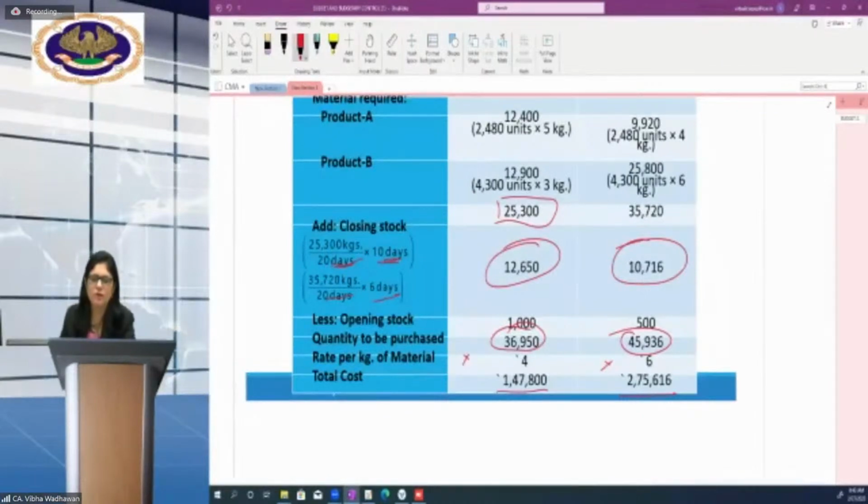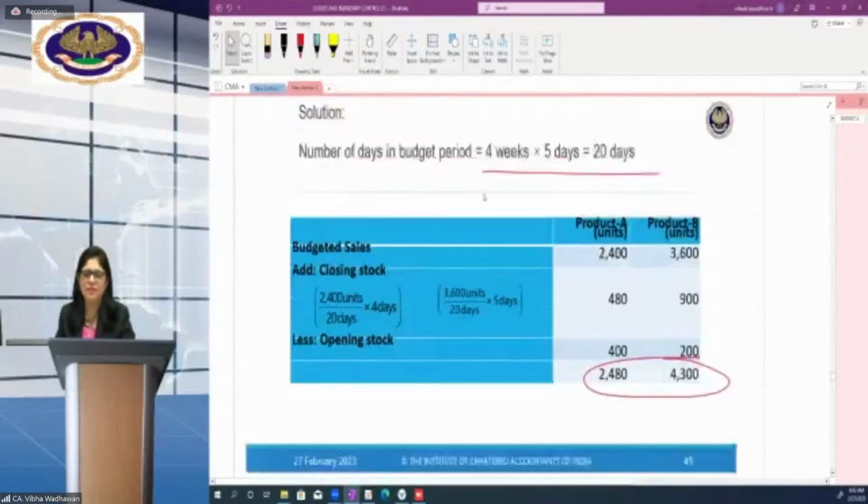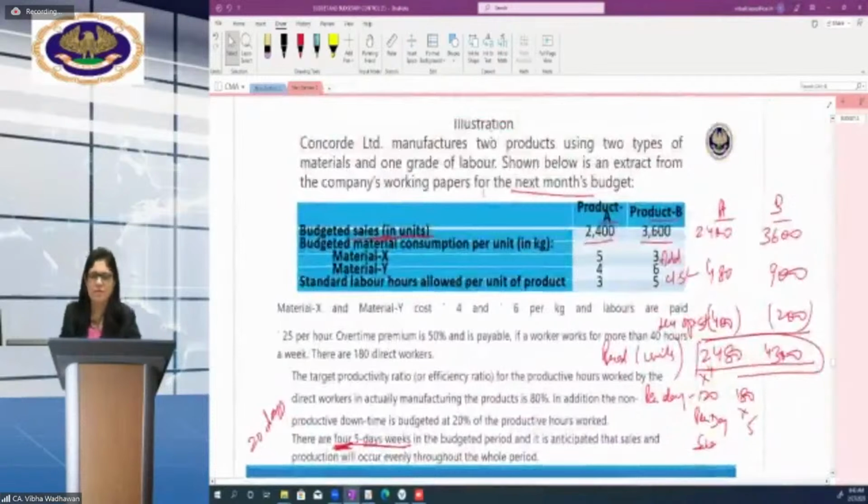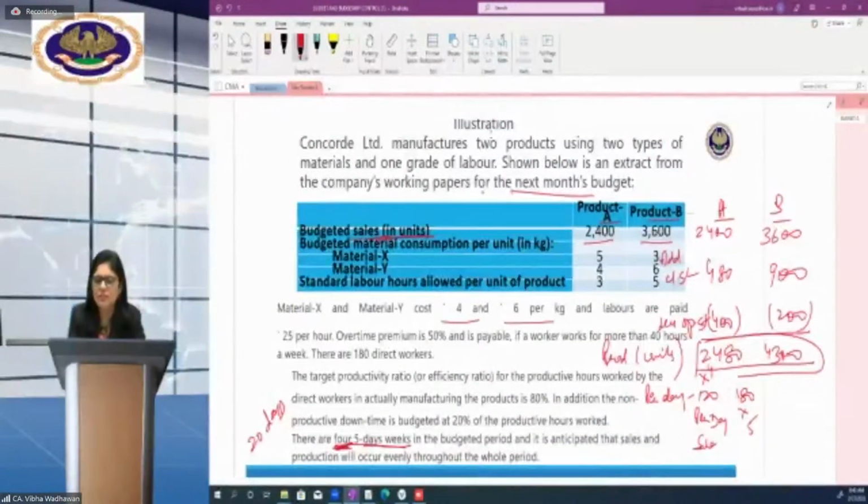I hope you have got this question correct. This is the raw material purchase value. Yes, 36,950 and 45,936 is the quantity, the units, the kgs. Always write kgs and then multiply by the rate per kg of material, which is given in the question. I'll just take you back to the question here. So material X is 4 per kg, material Y is 6 per kg. You multiply and you will get the raw material purchase cost.